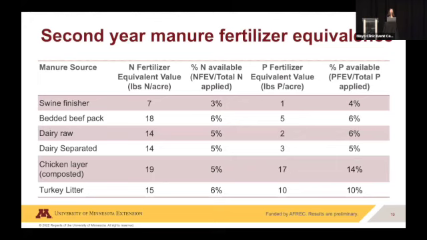For phosphorus, again, our composted chicken layer was still supplying a lot more phosphorus than the other manure types, about 17 pounds, versus the others at 1 to 5. Turkey litter supplied 10. But overall, the amount of phosphorus available was a lot more variable than the nitrogen. You see nitrogen ranged from 3 to 6% versus the phosphorus ranged from 4 to 14%.